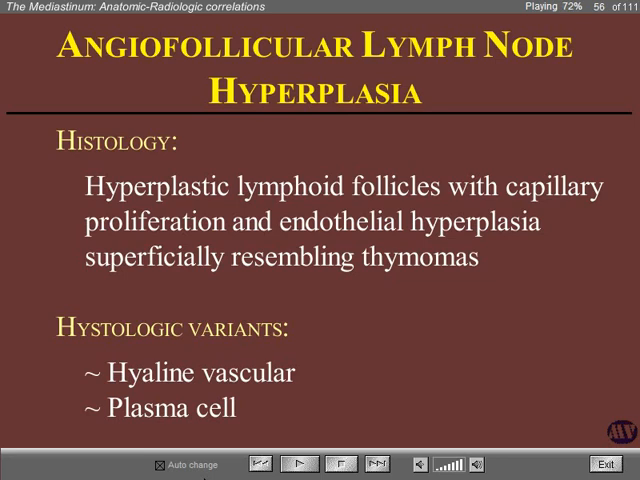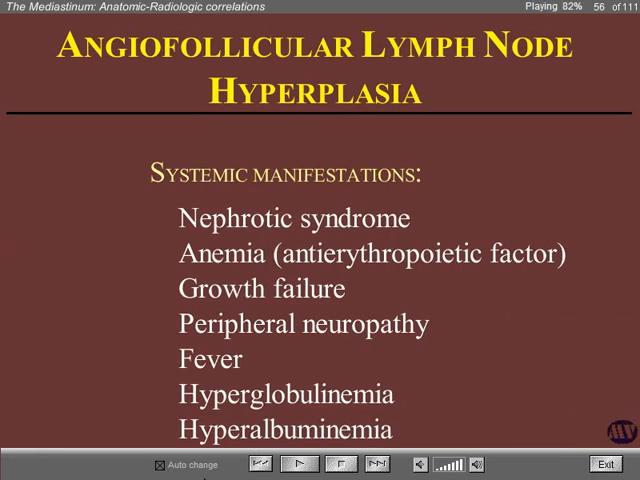Carcinoids are other tumors that are very hypervascular and occasionally metastatic melanomas. Histological variants have been described, such as hyaline vascular and plasma cell. Systemic manifestations have been described with Castleman disease, and they include nephrotic syndrome, anemia, growth failure, peripheral neuropathy, fever, hyperglobulinemia, and hyperalbuminemia. Also, Castleman disease has been described in retroperitoneal and intra-abdominal lymph nodes.